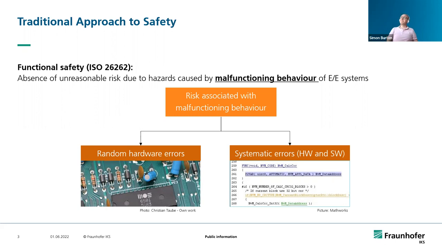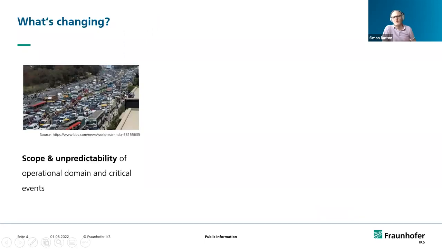So when we look at this current generation of cognitive systems we're developing, with an increased level of automation, working in ever more open contexts, what's changing then? First of all, these systems are being deployed within an environment which is very hard to specify. It has a huge scope and exhibits very unpredictable behavior. The picture here shows some type of chaotic traffic scene that we all know from our morning commutes. And it's very hard to predict which events could cause these types of traffic jams to appear, et cetera.